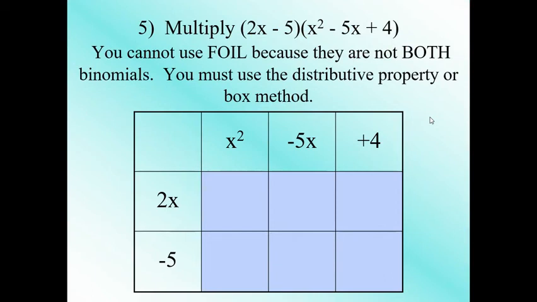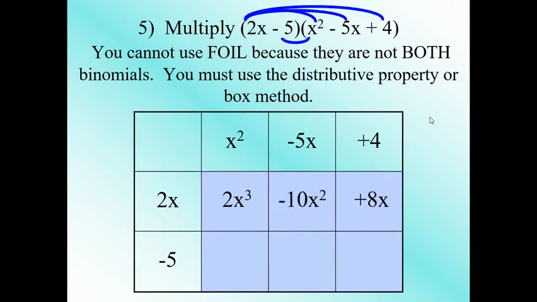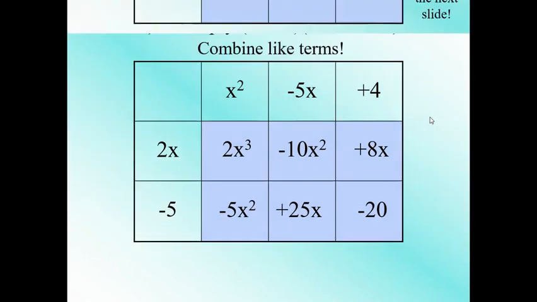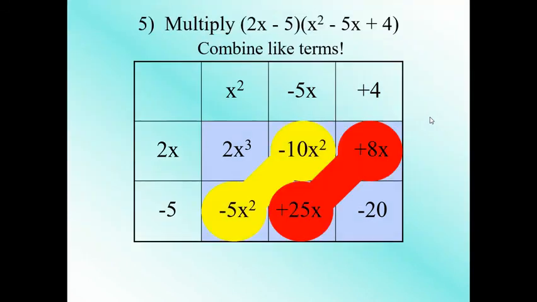The box works well because it keeps everything orderly. Okay? So as you multiply your numbers and you put them in the box, you can see that the diagonals have the same variables, and you're going to add them together for the same answer that we just got from the previous slides.